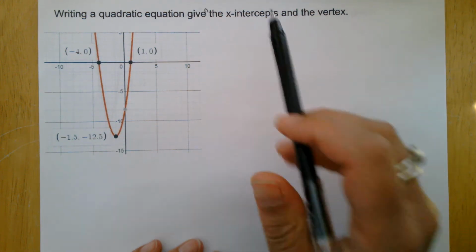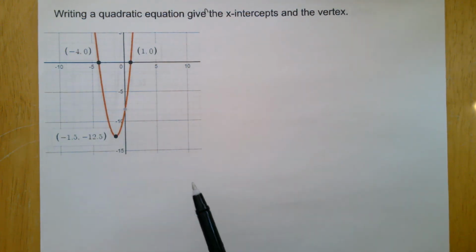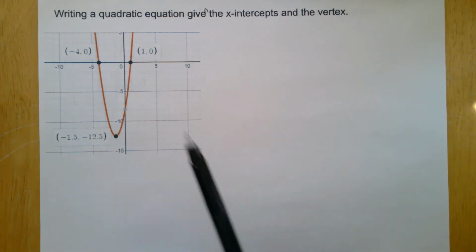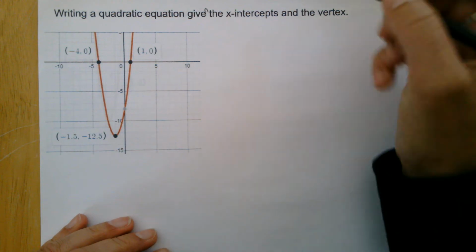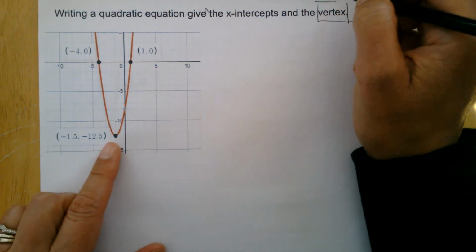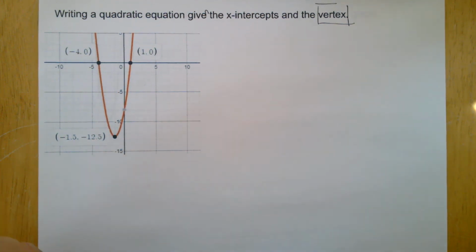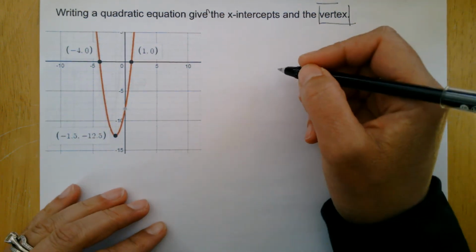Writing a quadratic equation given, I forgot the n, I'm sorry, the x-intercepts and the vertex. I think I do that on the next one too. Okay, so we have the x-intercepts, but now the point that they give us is the vertex. Notice down here, it's -1.5 and -12.5. And hey, decimals are okay, and that's why I did this example. I'm going to show you a calculator with this one.